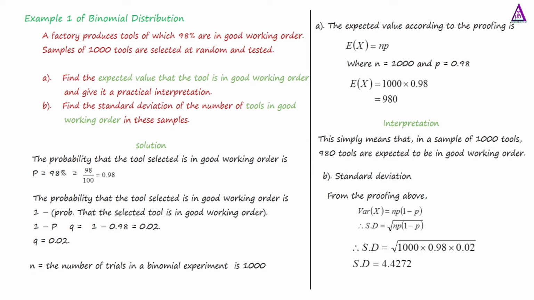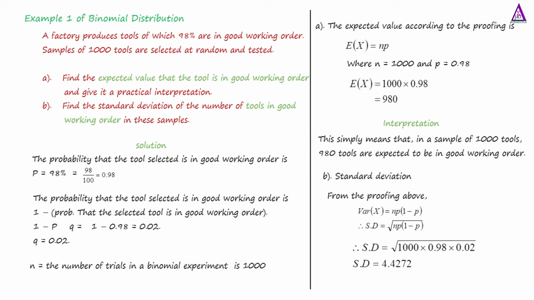Solution. The probability that the tool selected is in good working order is p equal to 98% according to the question, which we have 98 divided by 100, which gives us 0.98. The probability that the tool selected is not in good working order is 1 minus the probability that the selected tool is in good working order. Probability that the tool selected is not in good working order is 0.02. n equal to the number of trials in a binomial experiment, which is 1000.